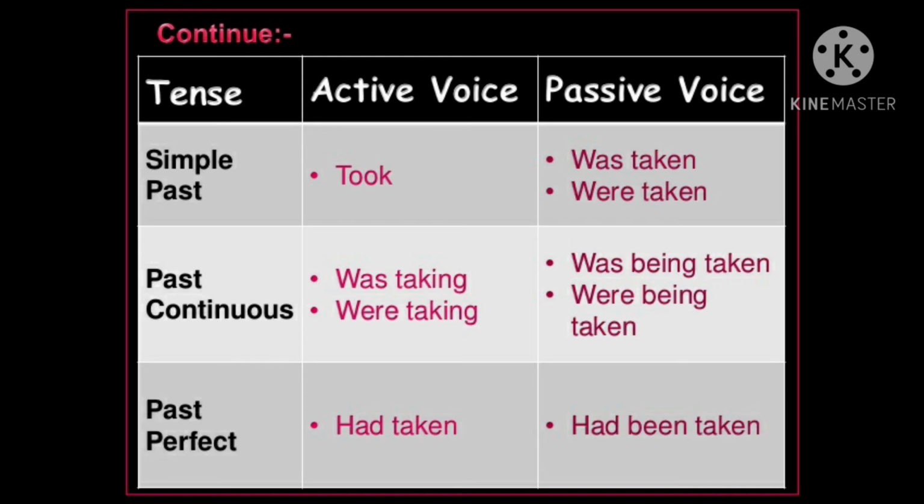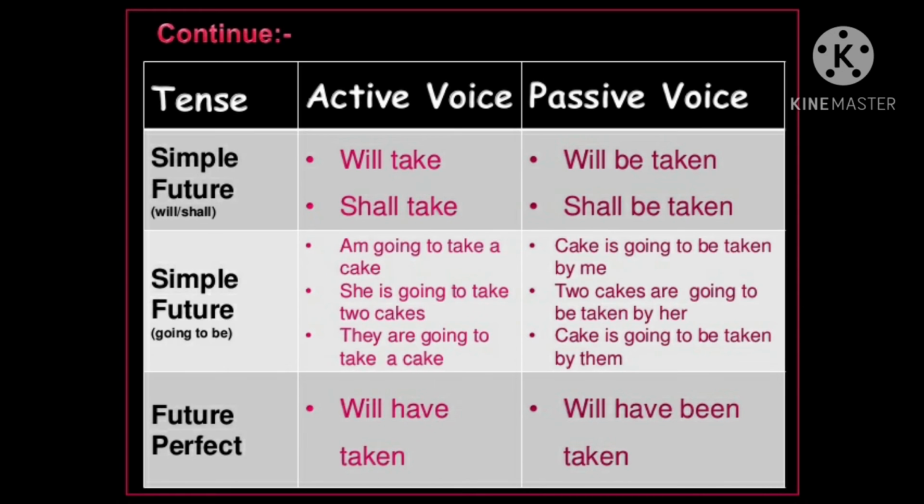Okay children, now next we will see simple future, will or shall. Here you can see will or shall will be changed into will or shall plus be plus v3. So we can write will be taken or shall be taken.